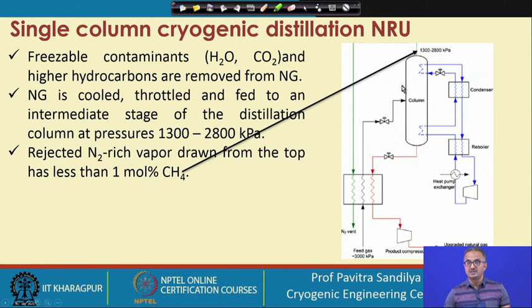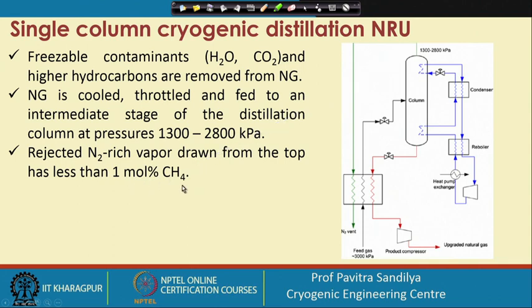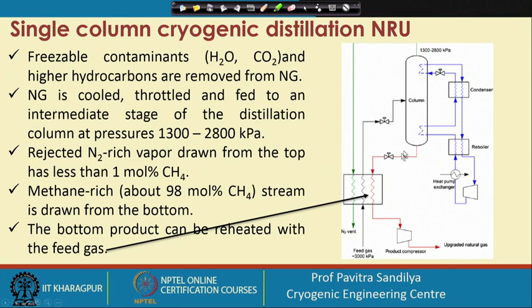and this is because nitrogen is lighter than methane. So, we find that nitrogen goes up the column and methane comes down the column. This nitrogen has less than 1 mole % of methane in it, and methane rich liquid, about 98 mole percent methane, is taken from the bottom, and as I said, it helps to cool down the incoming feed, before it is taken for compression and the upgradation of the natural gas.